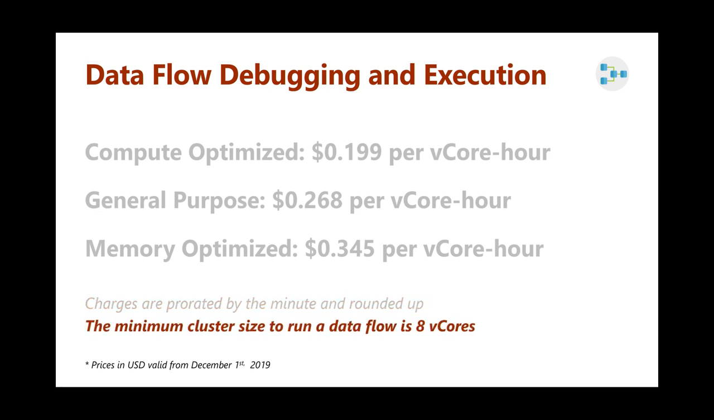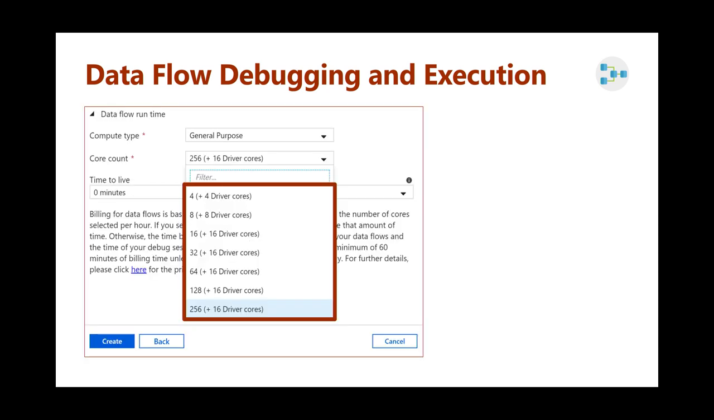One thing to note here, though, is while the copy data activity has the data integration units, for mapping data flows or wrangling data flows, which is also a new feature that was just announced, you're running on the cluster size, and the minimum size is 8 vCores. And that means that you can set this to 4 plus 4, which is the default. You can scale it all the way up to 256 plus 16. That's a pretty big cluster, and you will also pay the cost for that.